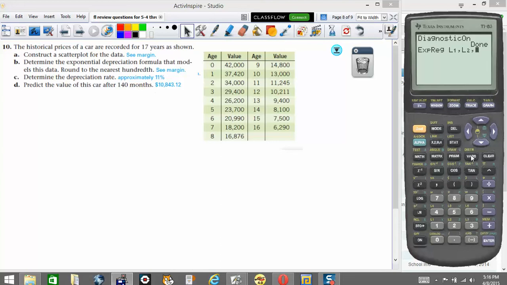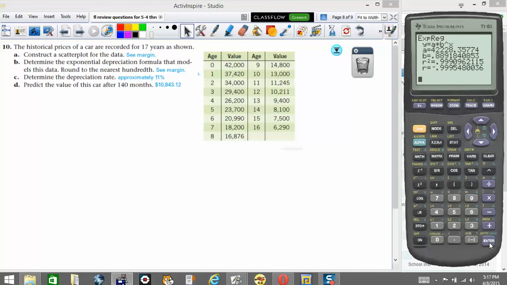And now we're going to press the vars key, arrow to the y vars. Function is already highlighted. Hit enter. And we want to put this function or equation into the y1 in our equation editor. So hit enter again. So our command then, exponential regression, L1, comma L2, comma y1 should be sufficient to do the things we need to do. Hit enter.